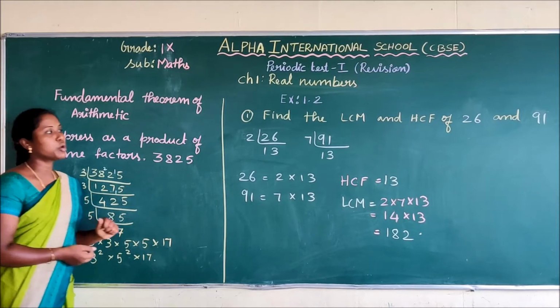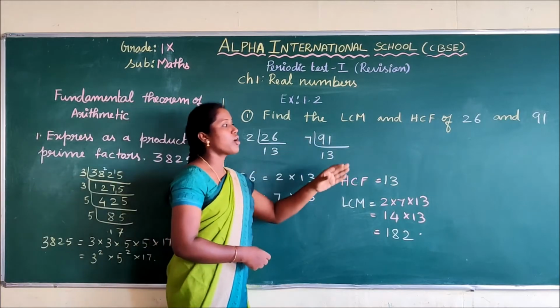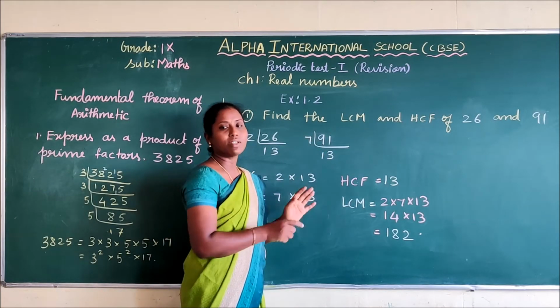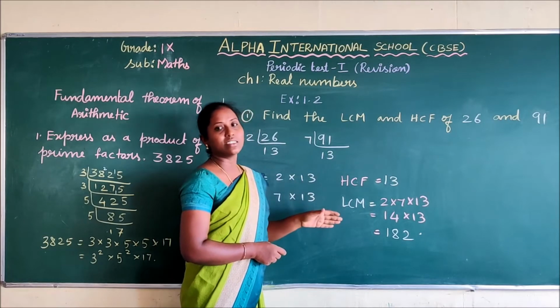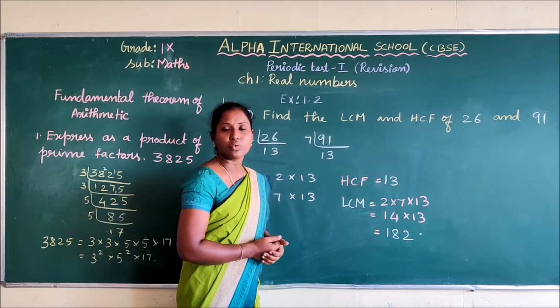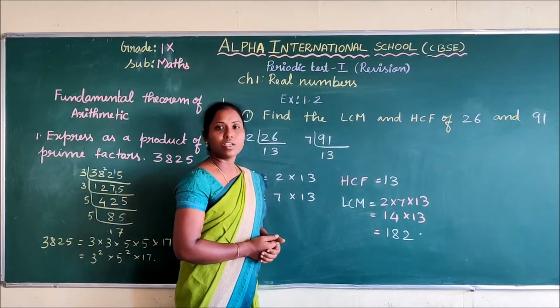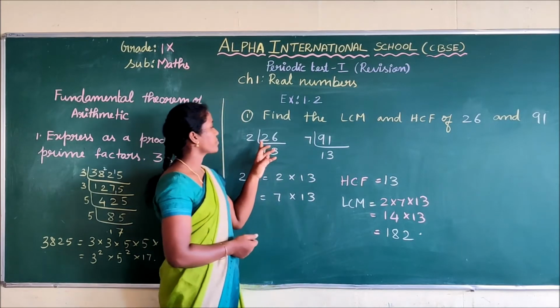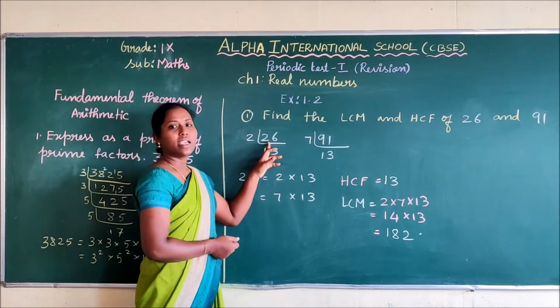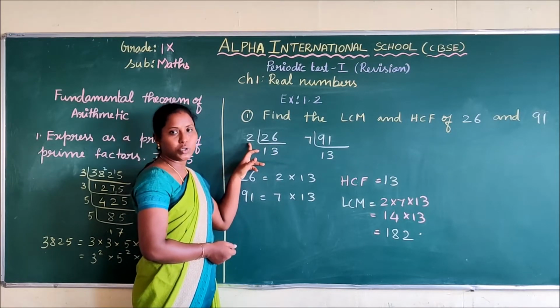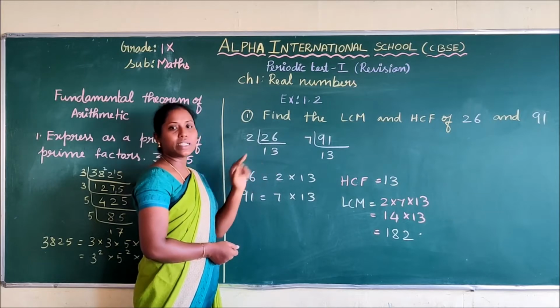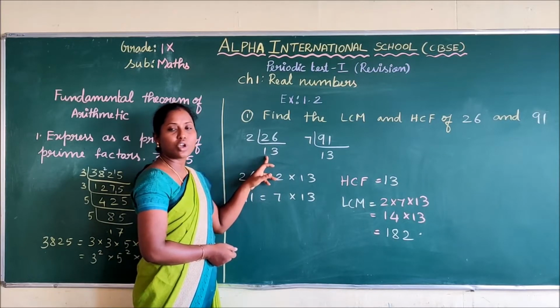Yes, the next problem. Find the LCM and HCF of the given two numbers. Whatever the numbers given, if they are asking to find both the LCM and HCF, you must use the prime factorization method to find the LCM and HCF of the given two numbers. See here, 26, find the prime factors. It is possible to divide by 2. Yes, so 13 into 2 is 26. Here 13 is a prime number, so stop here.